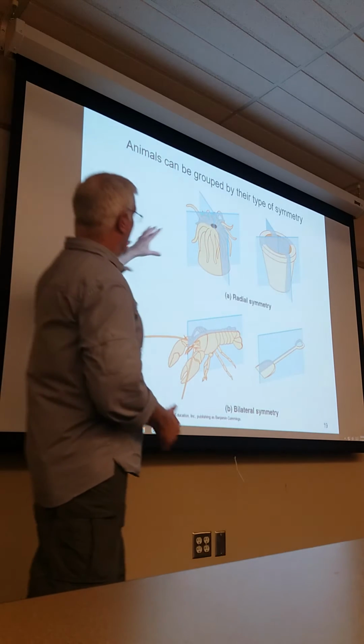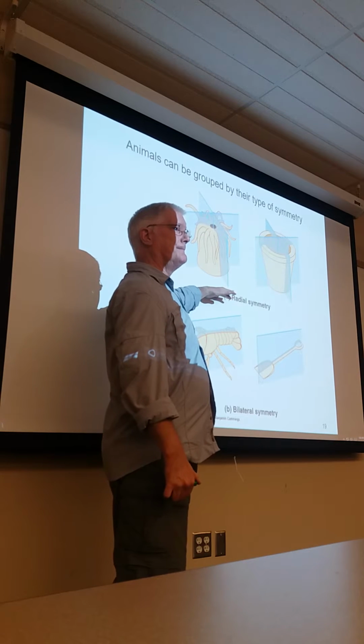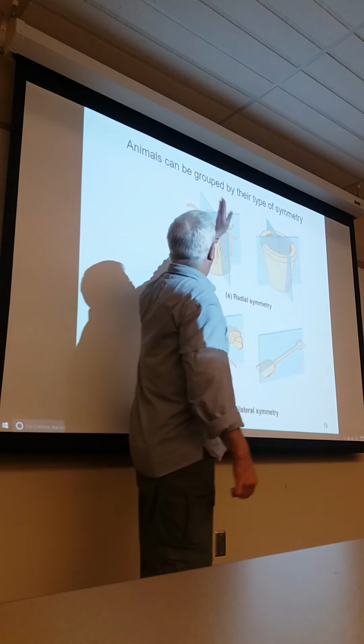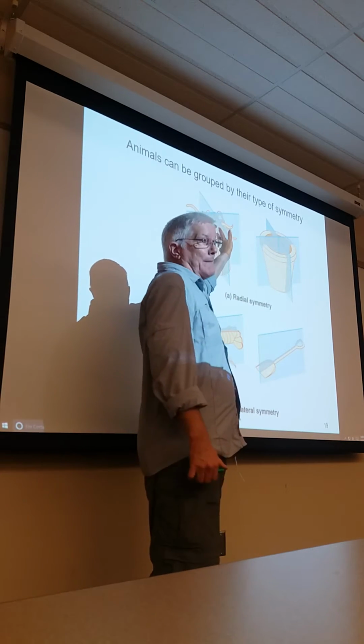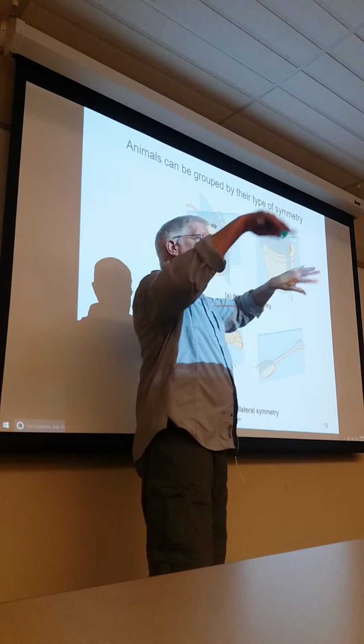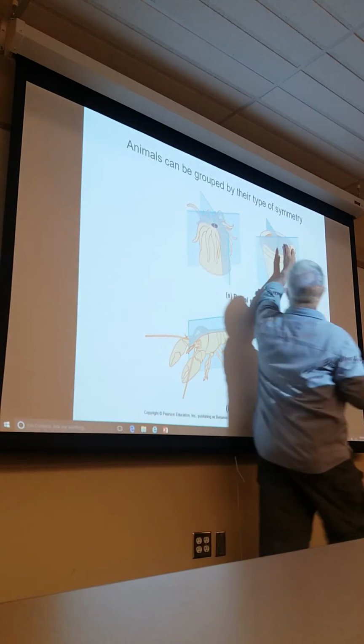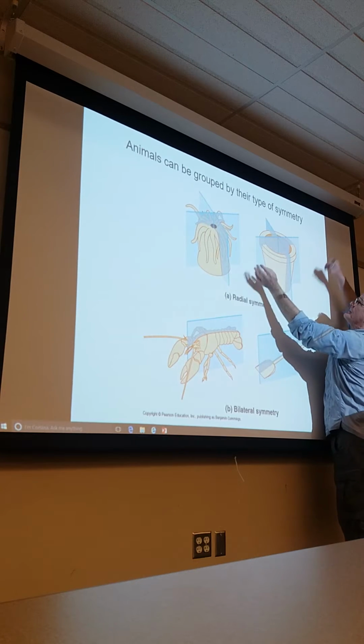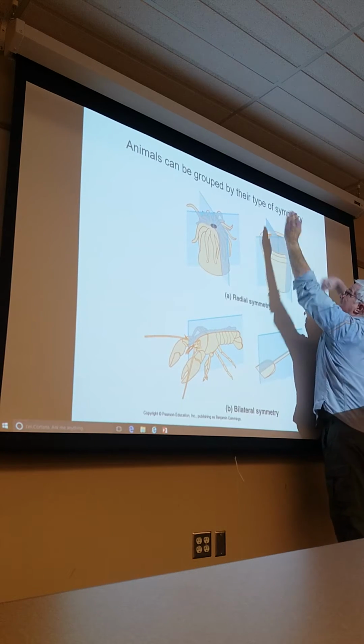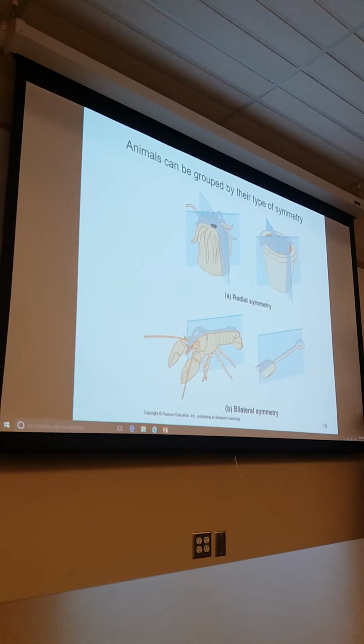Some animals have what are called radial symmetry. What does that mean? No matter how you cut, like a pizza or a pumpkin pie, both sides are always the same. I could cut it this way, and both sides are the same. I could cut it that way, and both sides are the same. No matter how you cut it in half, both halves are identical. That's called radial symmetry.